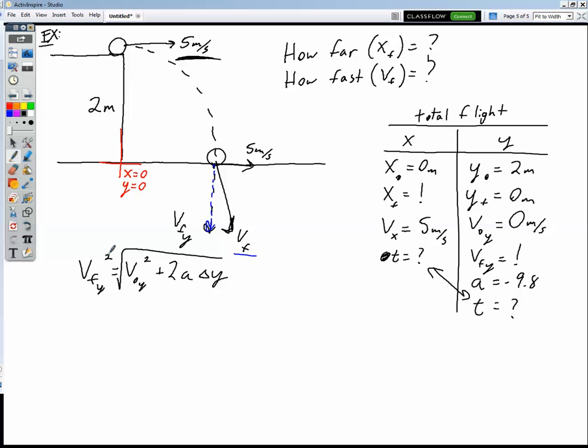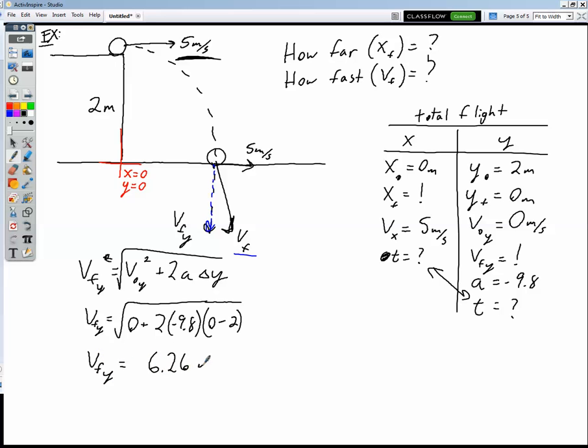We just have to take the square root of both sides. So v final in the y direction is going to equal the square root of 0 plus 2 times negative 9.8 times delta y. Careful here with the signs, because y final is 0, y initial is 2. That negative is going to cancel out the negative from the 9.8, so we don't have issues with a negative under the square root. Let's throw that in the calculator and see what we get.